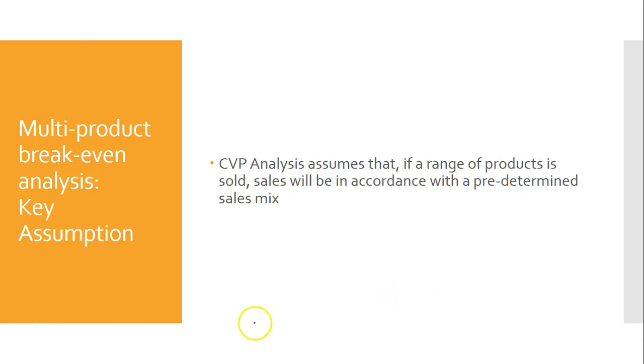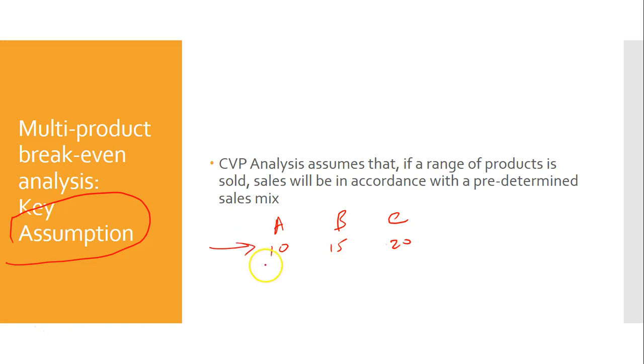And the key thing here, the key assumption we must make first of all, is that we are selling these products in the same ratio. And I'll explain. So, for example, if we're selling 3 products, A, B, and C, and we're selling 10 of this, and 15 of this, and 20 of this, we're saying that at all times, in order to work out this average, we're not going to start suddenly selling more of A, or more of B, or more of C. We will come to that scenario.